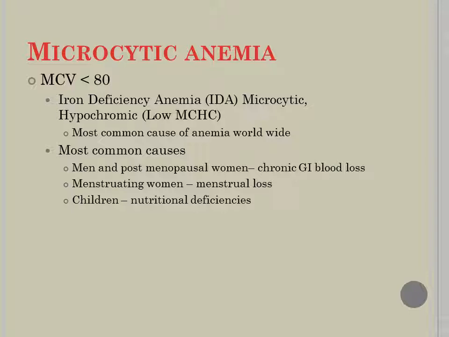With iron deficiency anemia, the MCV is usually less than 100, as I said, and you're iron deficient. You'll see a hypochromic pattern with the low MCHC. This is usually the most common cause of anemia. Most of the causes are related to postmenopausal women and men who might get chronic GI blood loss. You also see this with menstruating women and children who have nutritional deficiencies.